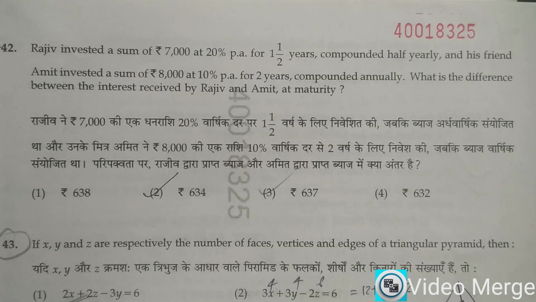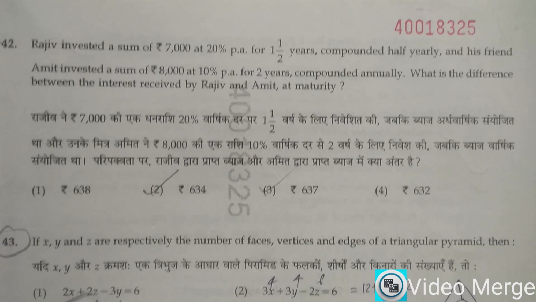Rajiv invested a sum of rupees 7,000 at 20% per annum for 1.5 years, compounded half yearly. Correct option number 3, rupees 637.